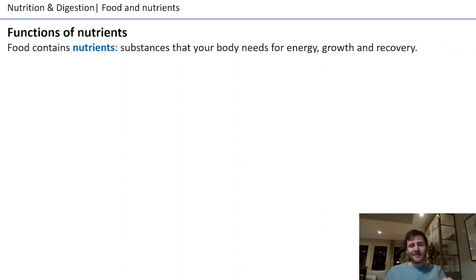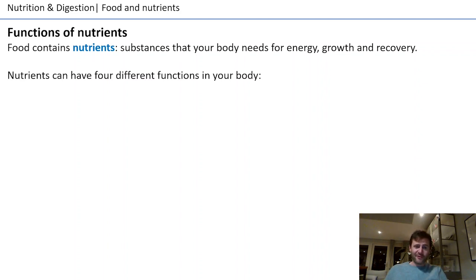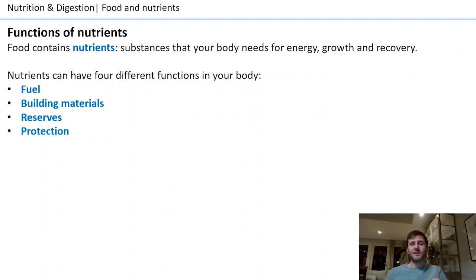So what's in the food, and that are the nutrients. Food contains nutrients, and those are substances that your body needs for energy, growth, and recovery. And these nutrients can have 4 different functions in your body: fuel, building materials, reserves, and protection. And of course, some nutrients have many more roles and functions, but for now we'll stick to these 4.